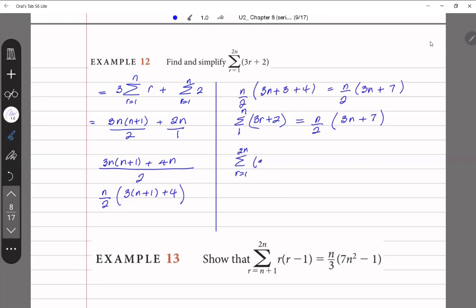wherever I see n of 3r plus 2, wherever I see n, I would put 2n. So we have 2n over 2 into 3 times 2n plus 7. And my final answer is n into 6n plus 7. So the summation of 3r plus 2 from r is equal to 1 to r is equal to 2n is n into 6n plus 7.